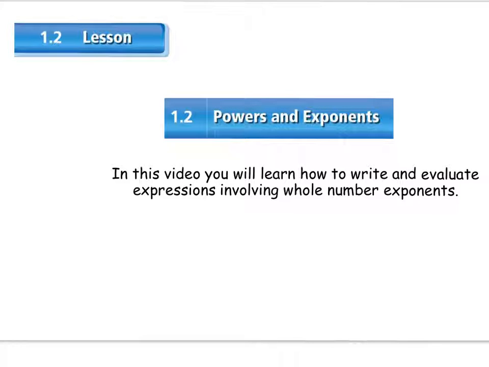Lesson 1.2, Powers and Exponents. In this video, you will learn how to write and evaluate expressions involving whole number exponents.